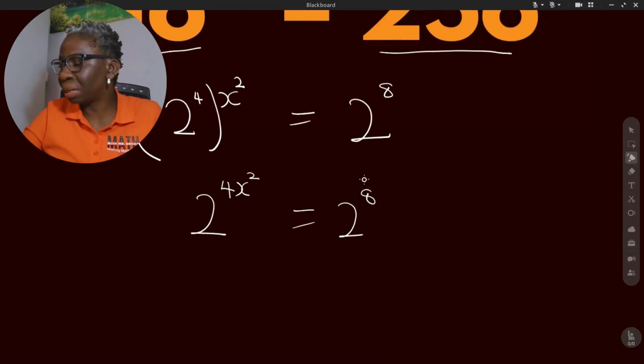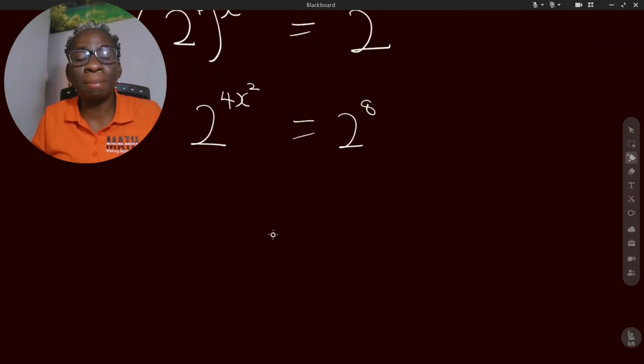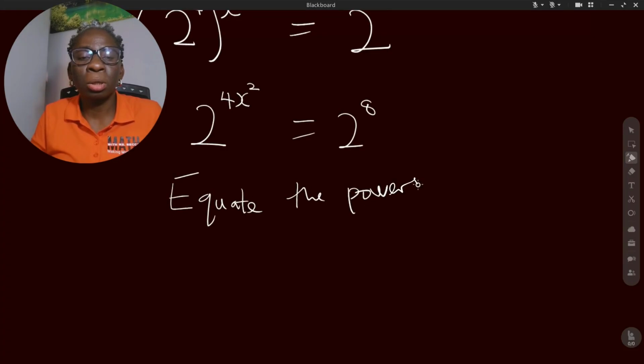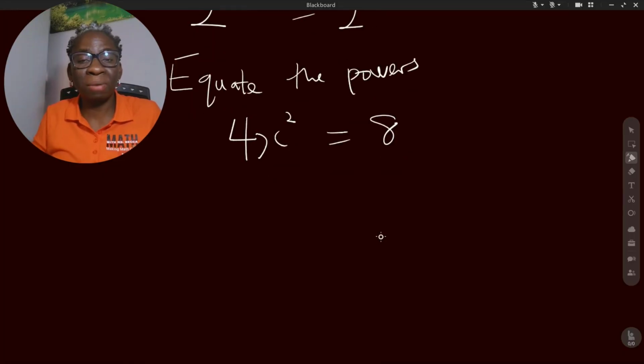Now that we have the same thing on both sides, we have the same base 2 here, base 2 here. So all we have to do is to equate the powers. We equate the powers such that we will have 4x squared to be equal to 8. And now once we divide both sides by 4, we will be left with x squared here equals 2.